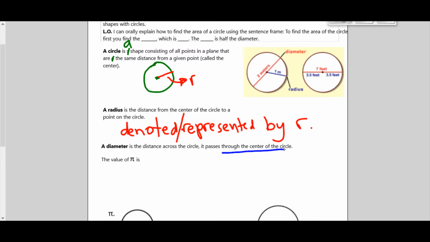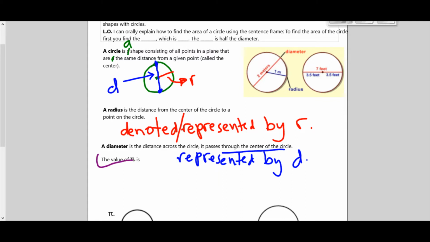So the way we represent diameters is with the letter D. So if I choose this point on my circle, a diameter has to go all the way through to the other end. So this is what we call the diameter, and I'm labeling it D.